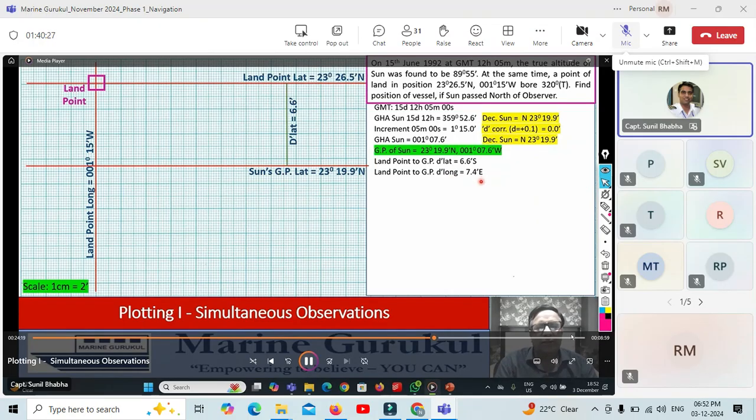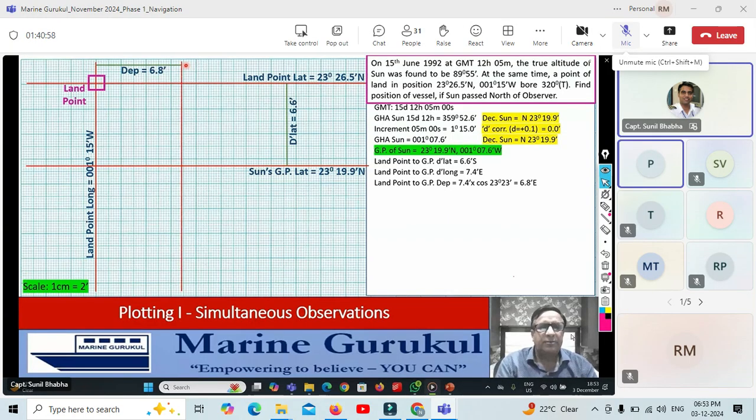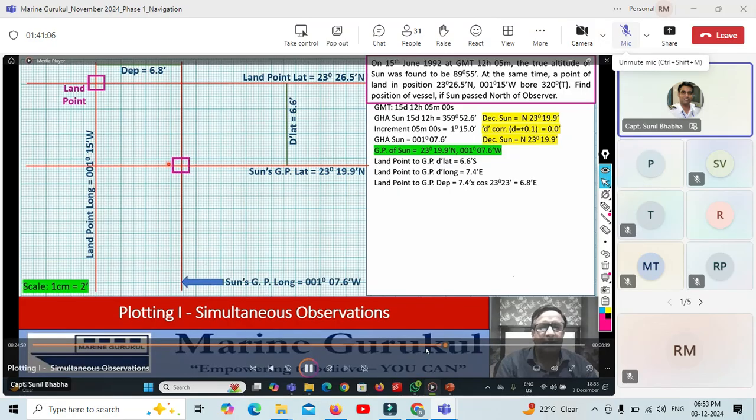And the D long is 7.4 minutes east. That means the meridian of the GP would be on this side. But to space them out, we'll need the departure. So using the latitude, we get departure at 6.8 minutes. Using the same scale of 1 centimeter equal to 2 miles or 2 minutes, we come 6.8 miles to the east, and we are able to plot the meridian of the GP. Where the meridian of the GP intersects the parallel of the GP, obviously this is the point where we have the GP of the sun.